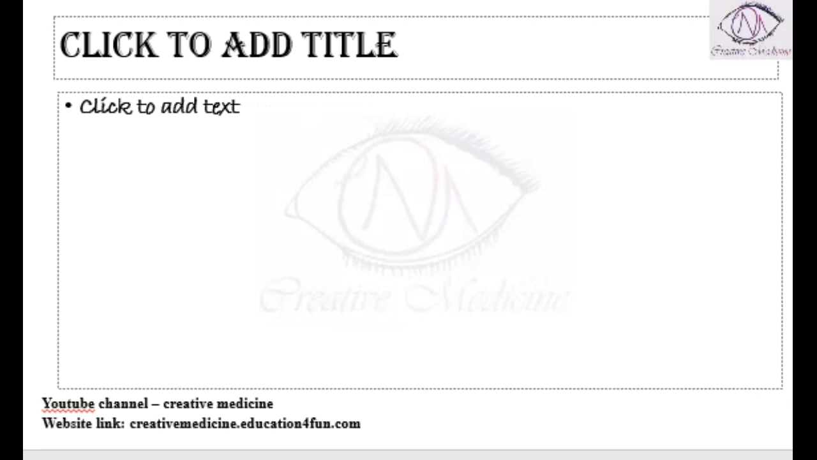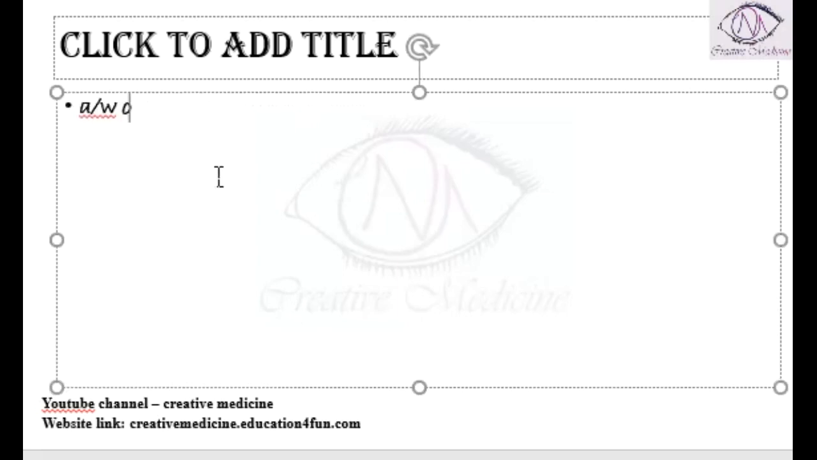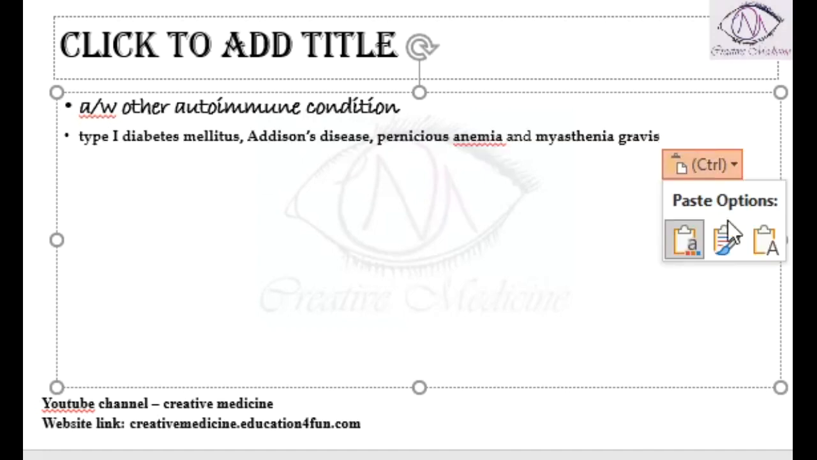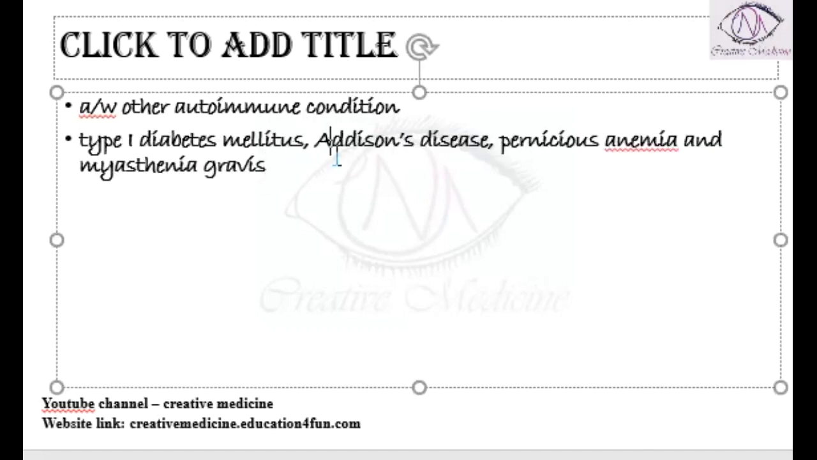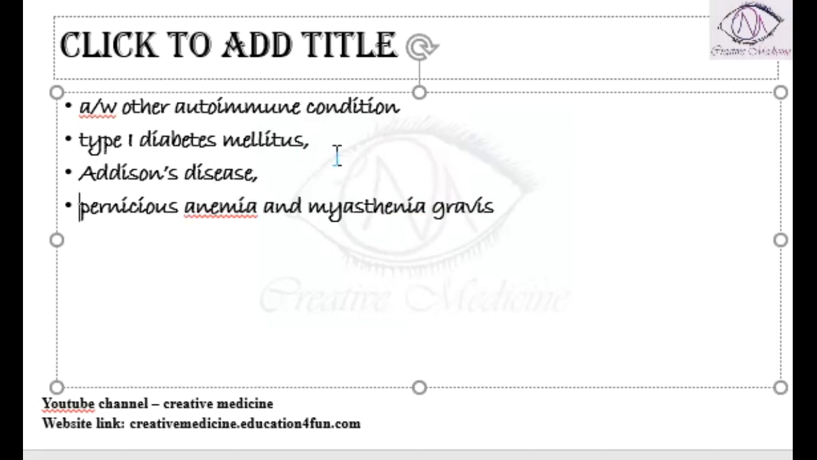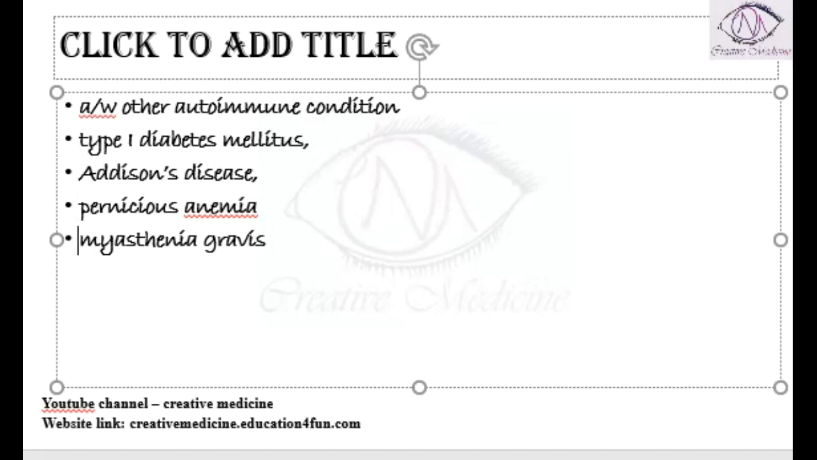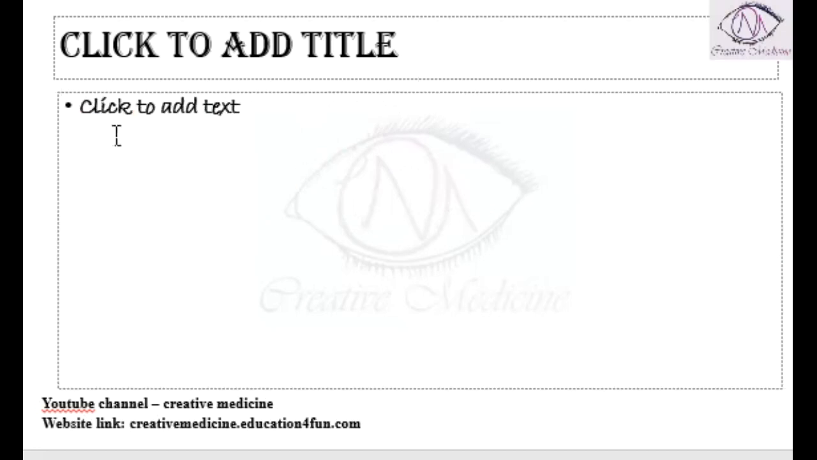Because Graves' disease is an autoimmune disorder, it is associated with other autoimmune conditions. It is associated with type 1 diabetes mellitus, Addison's disease, pernicious anemia, and myasthenia gravis. Next, the histopathology of Graves' disease.